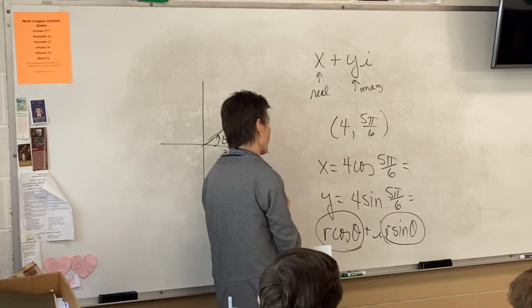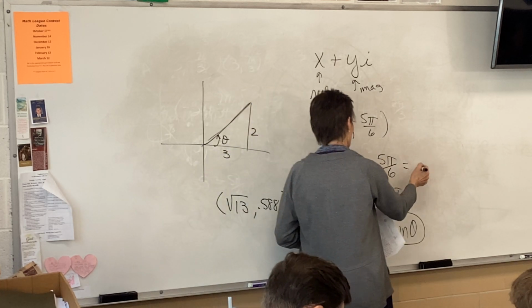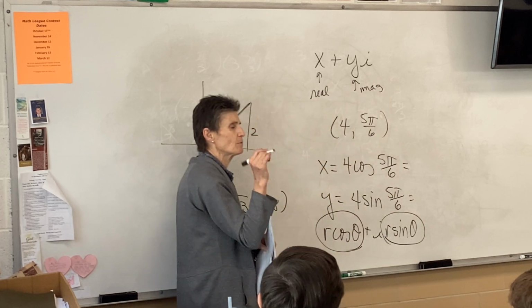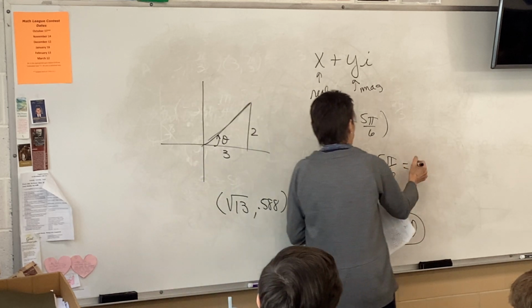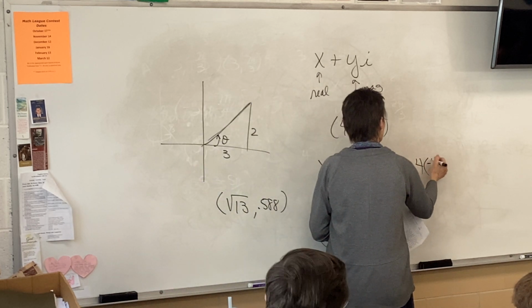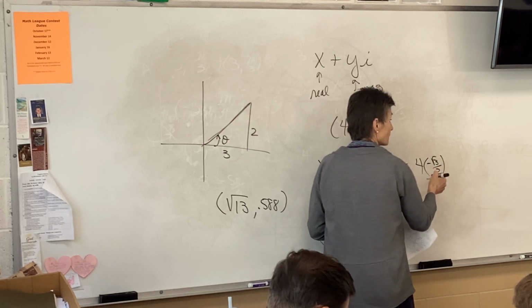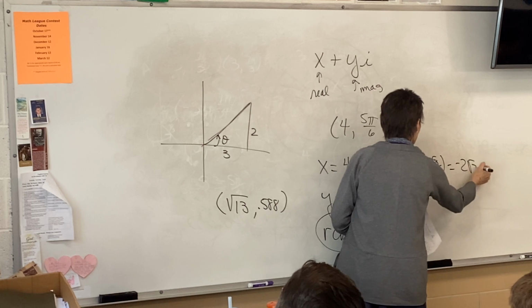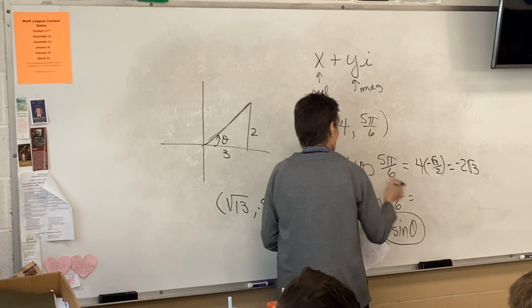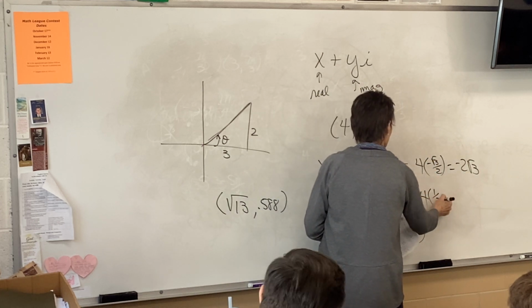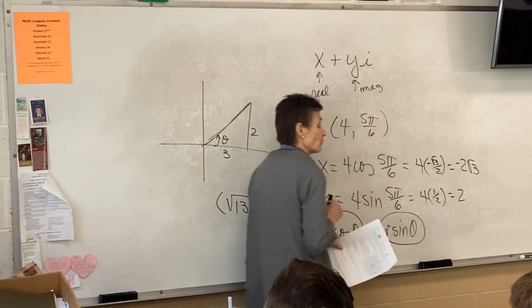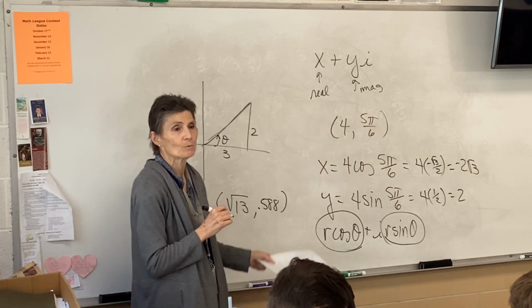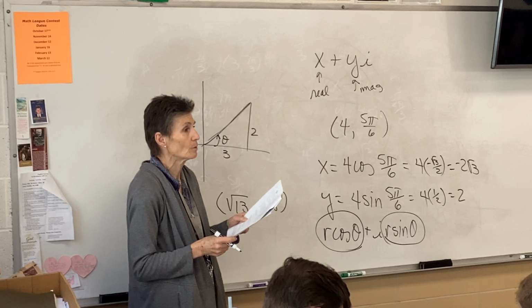So what is our real part? What's the cosine of 5 pi over 6? Watch your signs. Did you say negative root 3 over 2? Okay. So negative 2 root 3. And this one will be 2. So your real component is negative 2 root 3, and your imaginary component is 2.